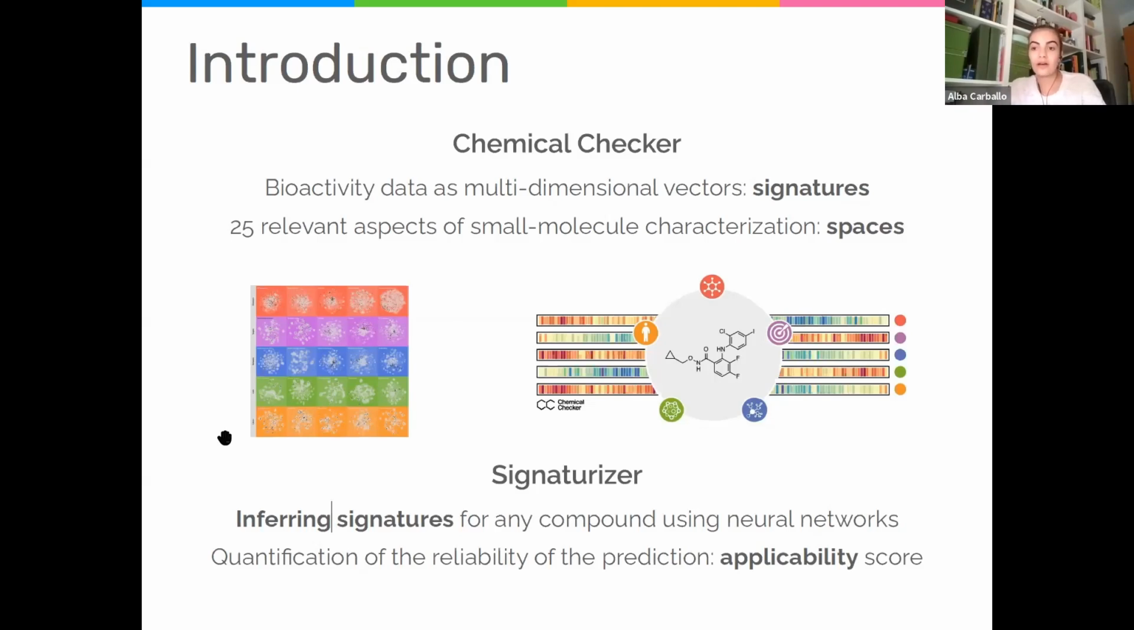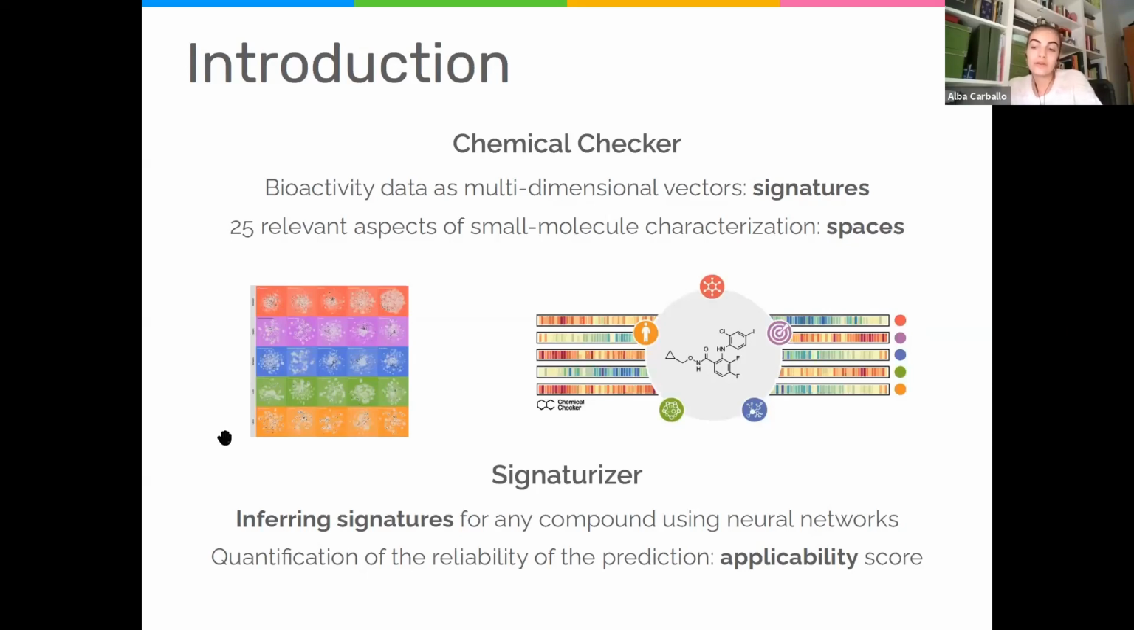However, in the group, they calculated the signatures for all of these spaces for nearly 800,000 compounds. But sometimes we might want to know the signatures for molecules that are not in this database stored in the Chemical Checker. For that, they also created the Signaturizer, which is a tool that can infer signatures for any given compound using neural networks.